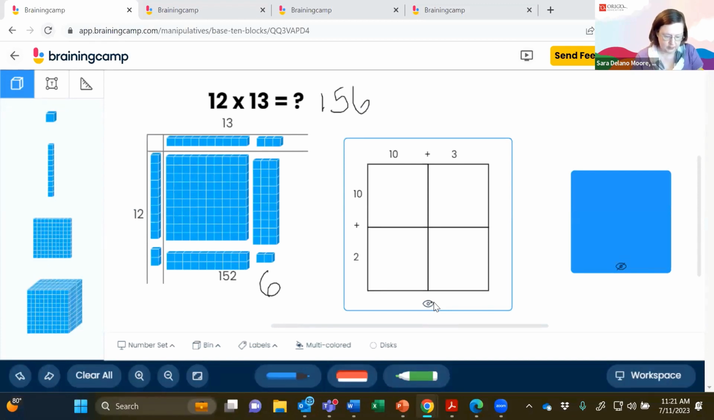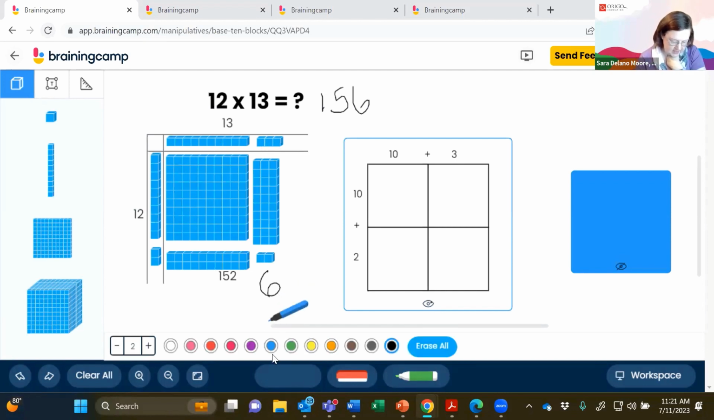And I can think here, 10 add 3, there's my 10 add 3 on the left, 10 add 2 vertically. 10 times 10, that's 100. 10 times 3, that's 30. 10 times 2, that's 20. 2 times 3, that's 6. Add them all up, 156. This model's non-proportional. My 4 boxes are the same size, even though one contains a value of 6 and one contains a value of 100, and the other 2 are in the middle.